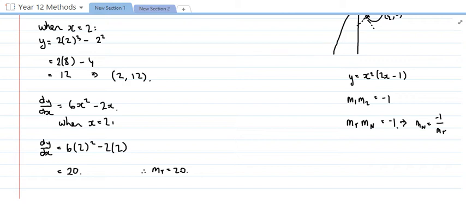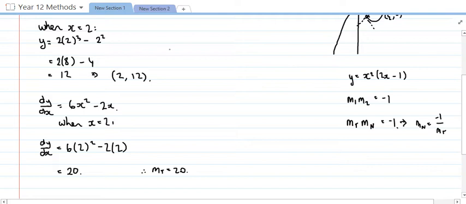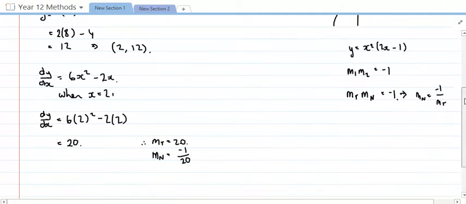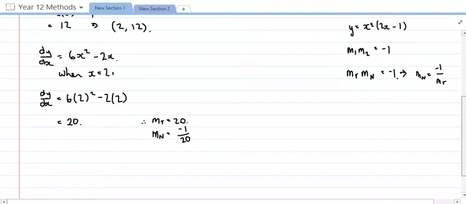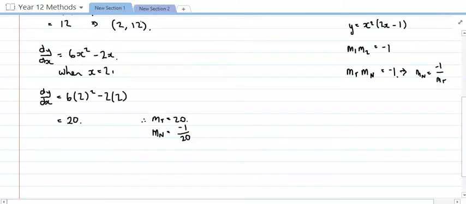Okay, so I'm just going to continue on with this example. So we have the coordinates of the point. We also have the gradient of the tangent. And while I'm here, I might as well figure out the gradient of the normal. So I'm just going to go, the gradient of the normal is -1 divided by the gradient of the tangent, which is -1/20. Done. Okay, so next thing I need to find the two equations that are passing through this point with these gradients here.